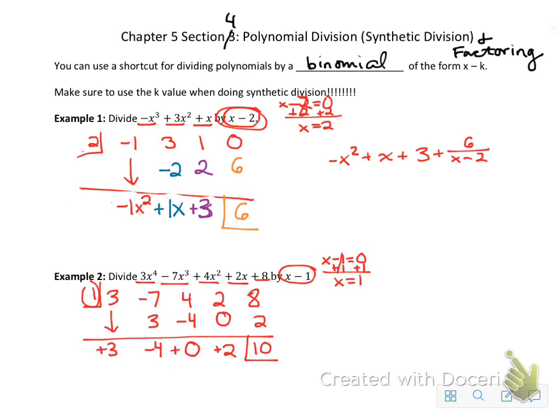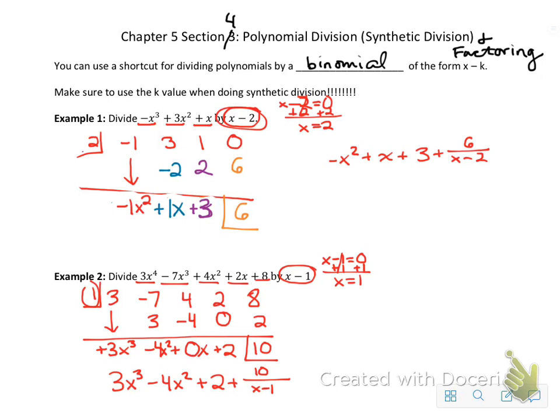Then, we have a number for the 2, an x for the 0, an x squared for the 4, and an x cubed for the 3. So our final answer is 3x cubed minus 4x squared. We have 0x, so I'm just not going to write it because there's no point. So then we have plus 2, and then we have 10 divided by whatever we were trying to divide by to begin with, which is x minus 1.